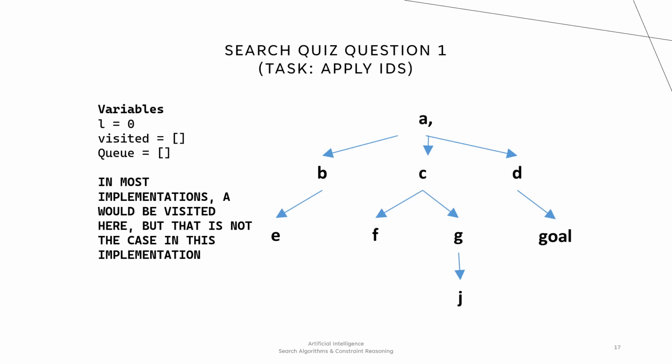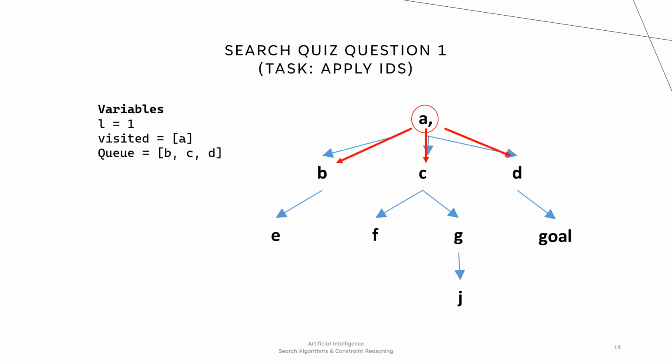Okay, so we're going to go ahead and do the first question on the quiz, which was an application of IDS. So an important note here, L equals 0 in every implementation of iterative deepening search. In that case, we would visit A, and that would be the end of the algorithm. I talked with someone who's taken Dr. Mitra's class before, and he says that Dr. Mitra just doesn't visit the first node on the first iteration because reasons. So it doesn't get put in the visited array, but I want you to know that in every sane implementation of the algorithm, A would go into the visited array, but we're not doing that.